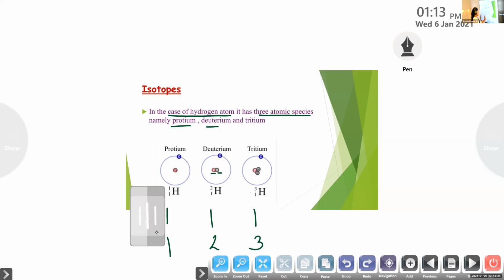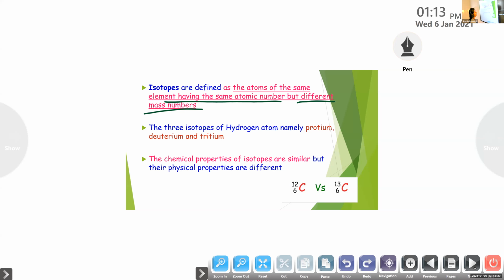So isotopes are the atoms of the same element having the same atomic number but different mass numbers. Then the 3 isotopes of hydrogen atom: protium, deuterium and tritium. And the chemical properties of isotopes are similar, but their physical properties are different.